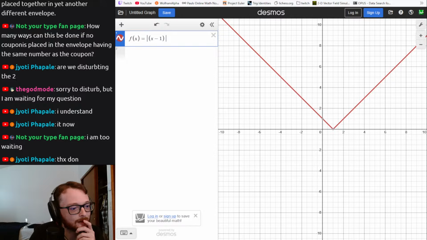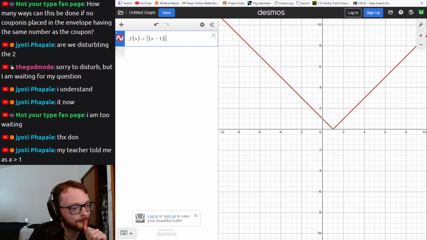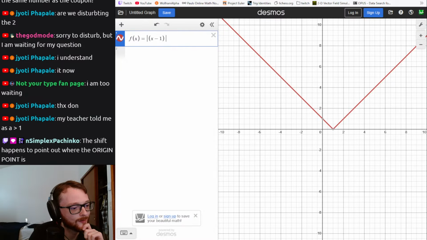Yeah, and thank you for asking this question, Geode. I wish I could give you a better explanation, but I'm glad it sounds like I helped a little bit. I would definitely go and look up n-simplex pachinko. The shift happens to the point where the origin is.